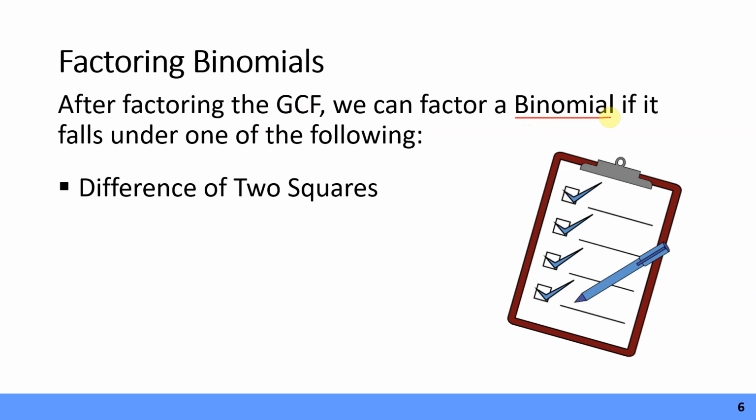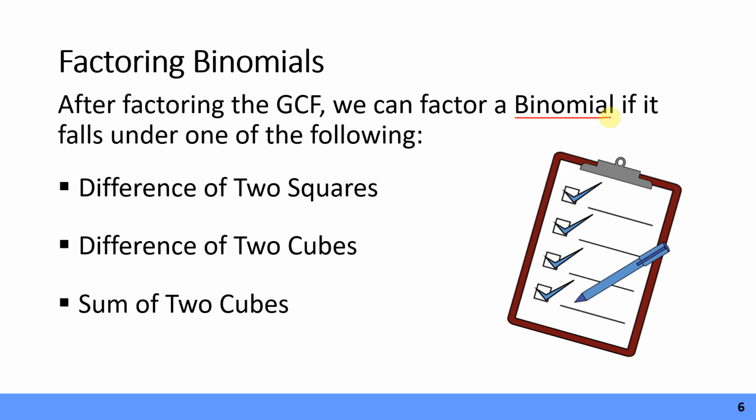They could be a difference of two squares. And again, don't panic if you don't know what that means. We're going to go over it. It could also be a difference of two cubes, or it could be a sum of two cubes. So a binomial can only be factored if it falls into one of these three. If it doesn't, then it's not factorable. But again, don't panic. We're going to go into every single one of these in a little bit.